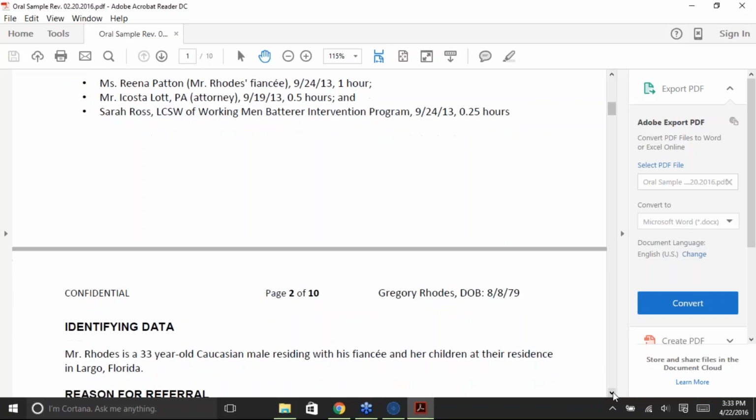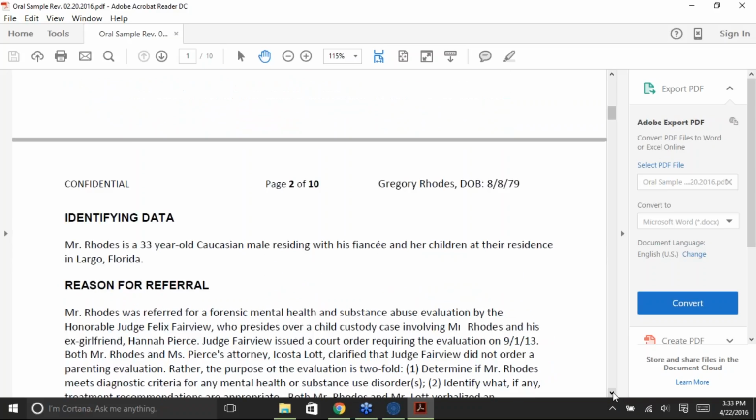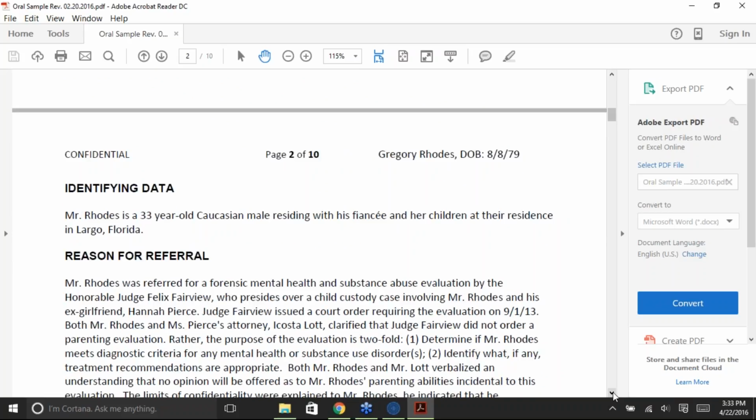Okay, so identifying data. Mr. Rhodes is a 33-year-old Caucasian male residing with his fiancée and her children at their residence in Largo, Florida. So we're basically just saying this is who Mr. Rhodes is. I like to say how old the person is, their gender or sex, their race or ethnicity, and where they hail from, so to speak.